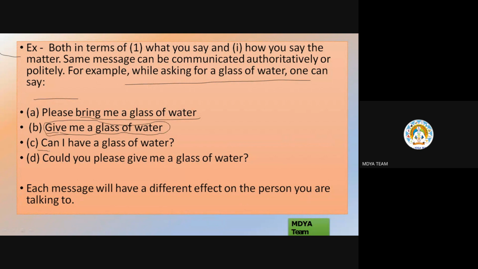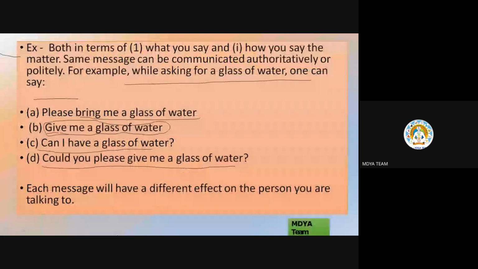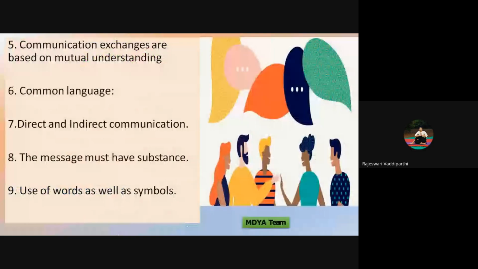"Can I have a glass of water?" This also sounds polite and more formal. "Could you please give me a glass of water?" This is more polite. Each message will have a different effect on the person you are talking to. Is this clear to you till now? Yes, ma'am.